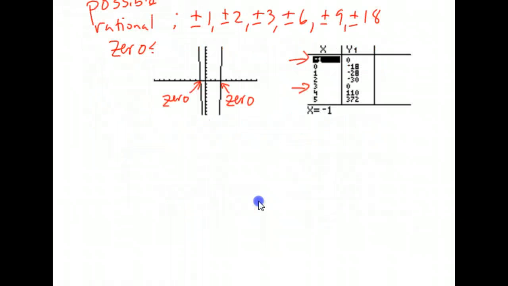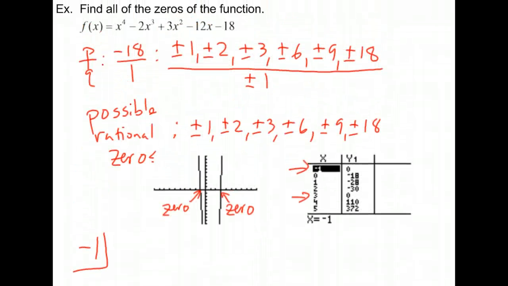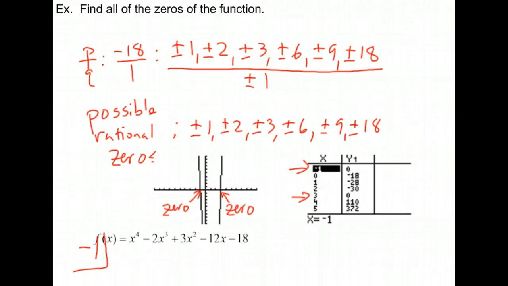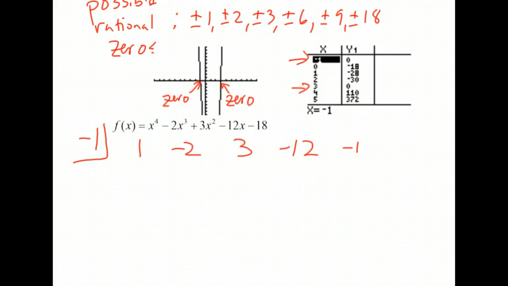So take a look at this. I take the polynomial function, and I take either negative 1 or 3. I'm going to start with negative 1. I put it in the box. I take all of the different coefficients and the constant of my original polynomial. Let's drag this down here so that I can see it. Those coefficients would be 1, negative 2, 3, negative 12, and my constant is negative 18. I bring down the 1, and I begin doing synthetic division.